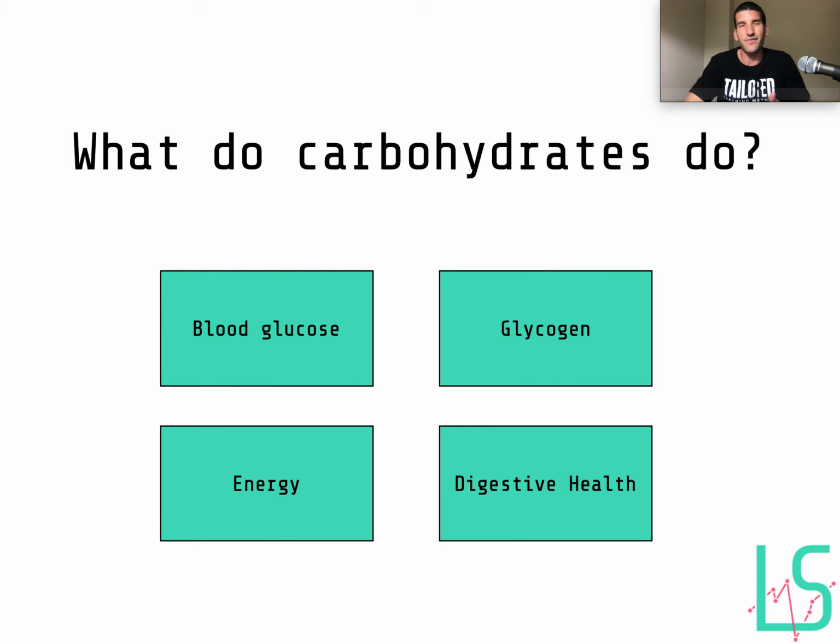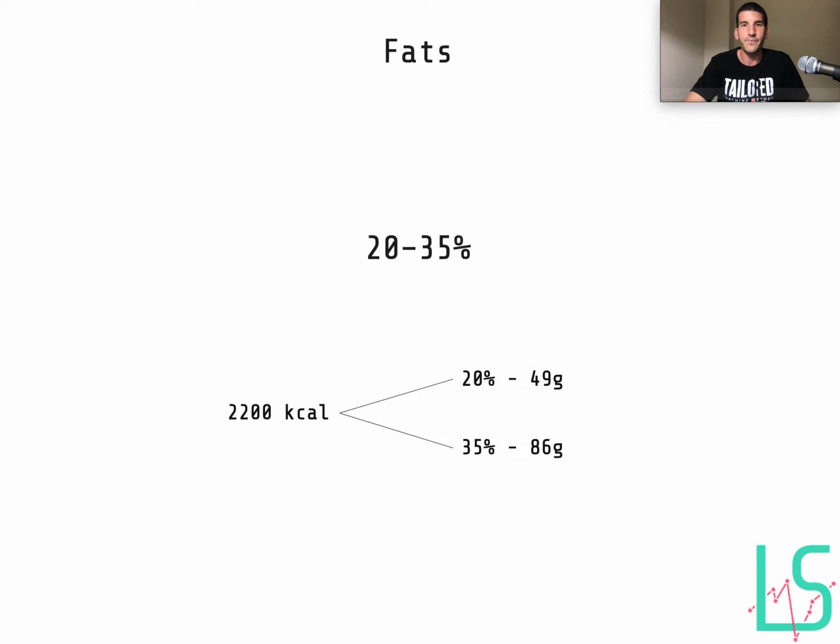So that's kind of a ballpark for you on fiber. Okay, lastly, fats. 20 to 35%, very broad. You can see 2,200 calories, 20% would be 49 grams, 35% would be 86 grams. That's monstrously different, right? Like those are two different methods of eating.